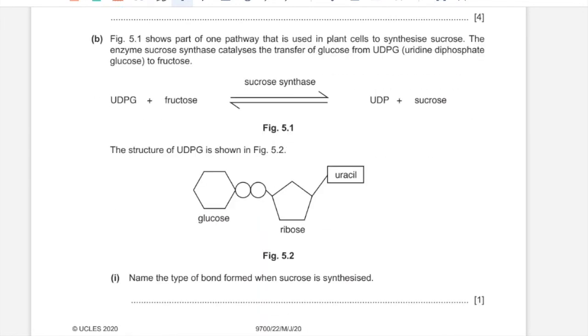B. Figure 5.1 shows part of one pathway that is used in plant cells to synthesize sucrose. The enzyme sucrose synthase catalyzes the transfer of glucose from UDPG, which is uridine diphosphate glucose, to fructose. You have a ribose molecule, uracil base, two phosphate molecules, and a glucose molecule. 1. Name the type of bond that is formed when sucrose is synthesized. That would be the bond between two monosaccharides, which is a glycosidic bond.